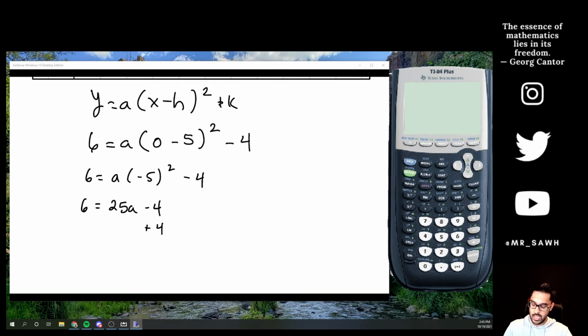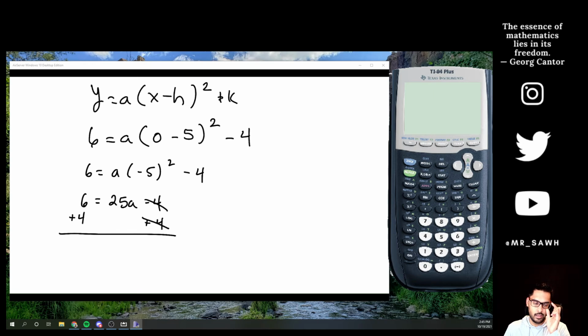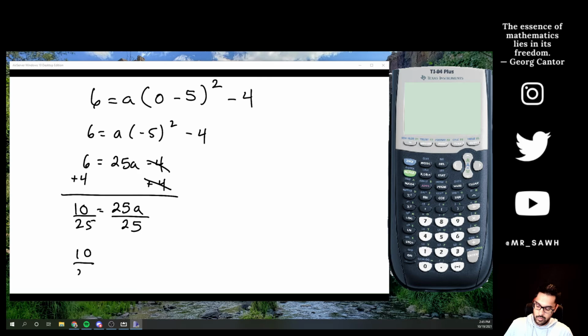Add 4 to both sides to create some 0 pairs and simplify. Your 4's will disappear because you've made those 0 pairs. They simplify and go away. So 10 is equal to 25a. And if you divide both sides by 25 to simplify, well, you do end up with a fraction that we can actually reduce into lowest terms by dividing both the top and the bottom by 5. So you end up with 2 over 5 as your value for a.